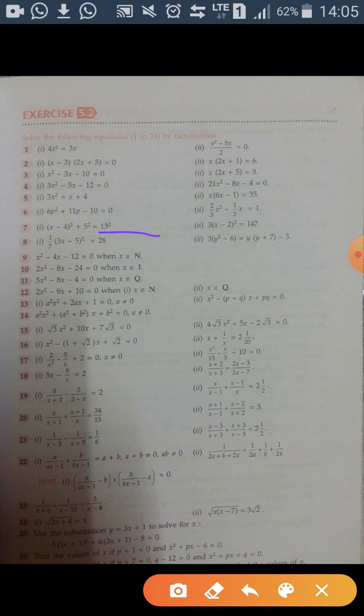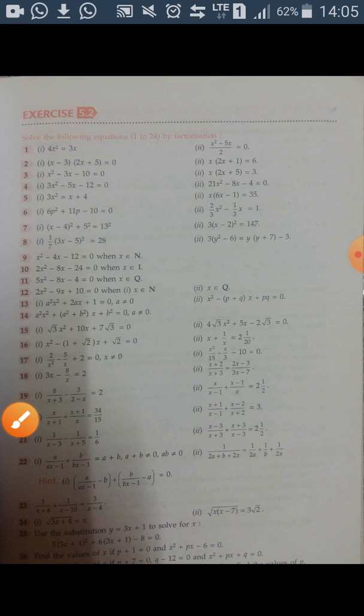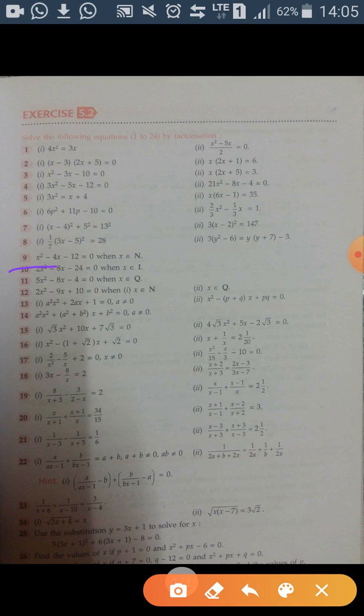Next we move on to sum number 9, where x square minus 4x minus 12 is equal to 0. There is one added thing in this, where they have written that x belongs to N. N means natural numbers. So let's solve this equation first: x square minus 4x minus 12 is equal to 0.